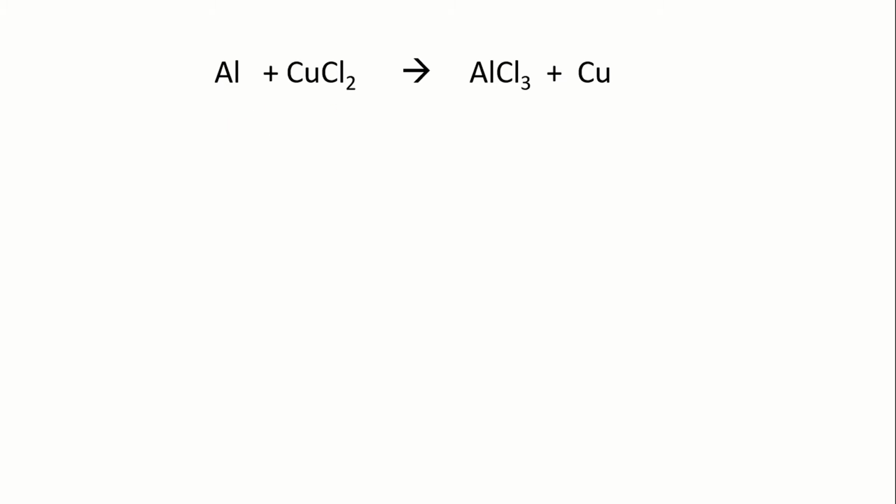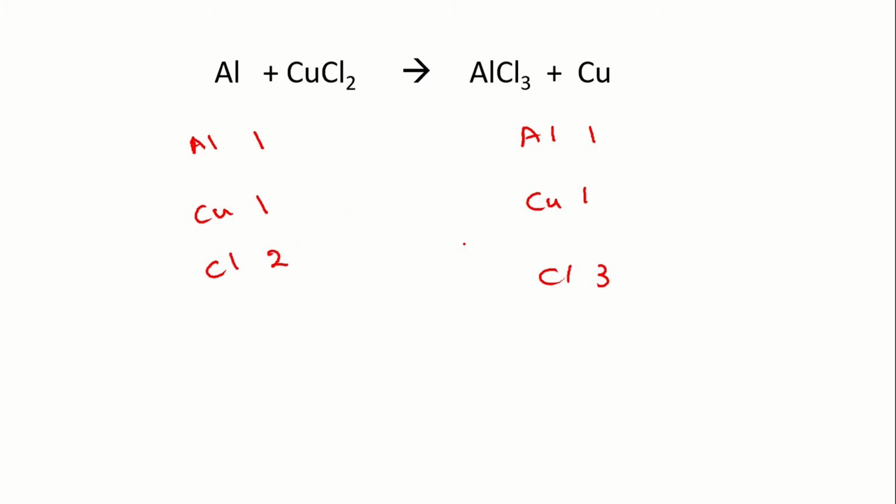Another equation. It's always easier to start with the complex molecules and end with the elemental forms. Alright, let's list out the element types and the number of atoms. I have one copper atom on this side and one copper on that side. Chlorine, I have two chlorines on reactant, and how many chlorines on product? You have three chlorines. Now considering aluminum and copper, they are balanced.